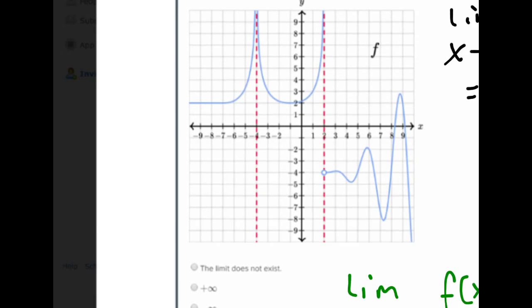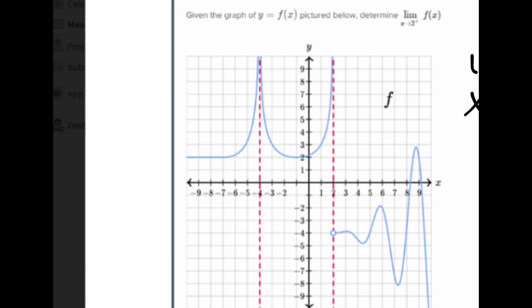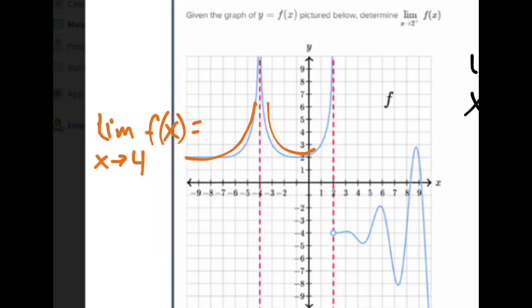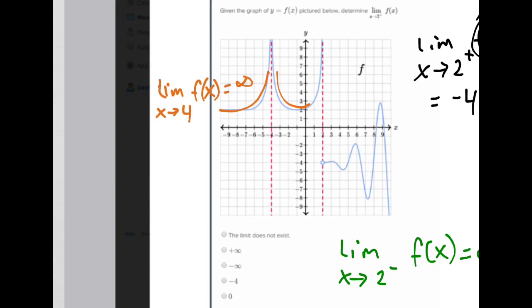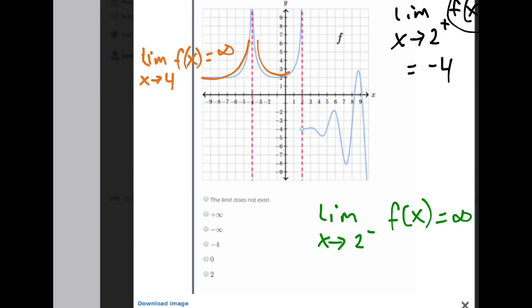I'm hoping this is helping and not hurting. Limit as x approaches 4. This is a two-sided limit, so we have to evaluate from the left. Oh, you go up to infinity. From the right, oh, you go up to infinity. So the limit of f of x as x approaches 4 from both sides is +infinity. That's not a limit. That technically does not exist, but you can describe the way it's going. So this would be the proper answer. Yeah, I hope that helps.